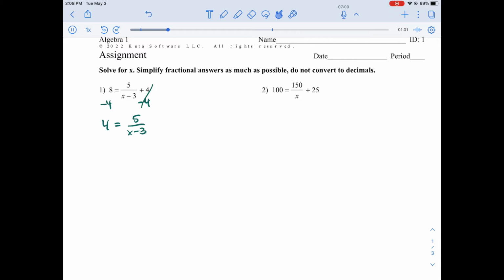So those cancel. Now, I can think of this 4 as a 4 over 1, and I would like to cross multiply. First, I want parentheses around my 2-term binomial so that I remember to distribute. So 4 times x minus 3 equals 5 times 1, which is just 5. I'll distribute my 4 and get 4x minus 12 equals 5.